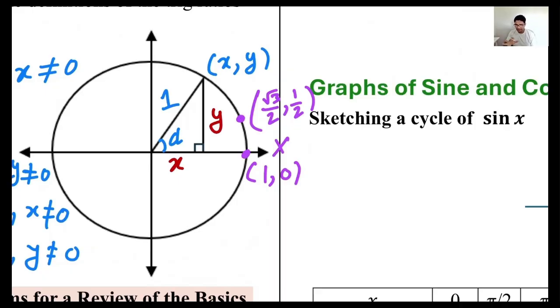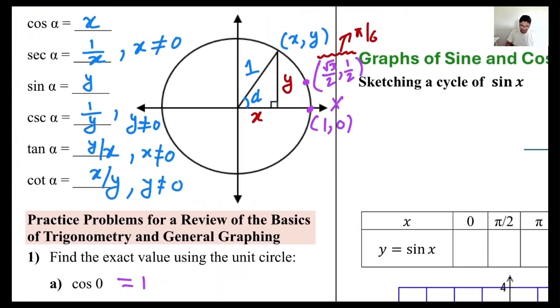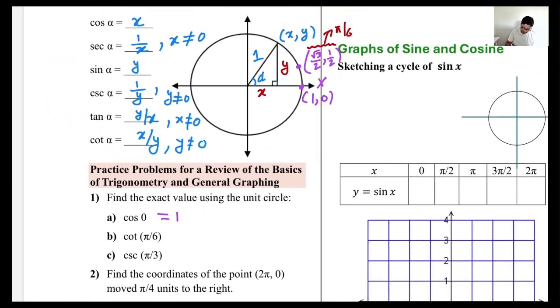I will not write it there, it will be cluttered. Let me maybe just indicate it here. This corresponds to pi over 6. These values, root 3 over 2, 1 over 2. So if you apply that here, cot pi over 6 will be x over y. So that is root 3 over 2 over 1 over 2, and that becomes equal to root 3.